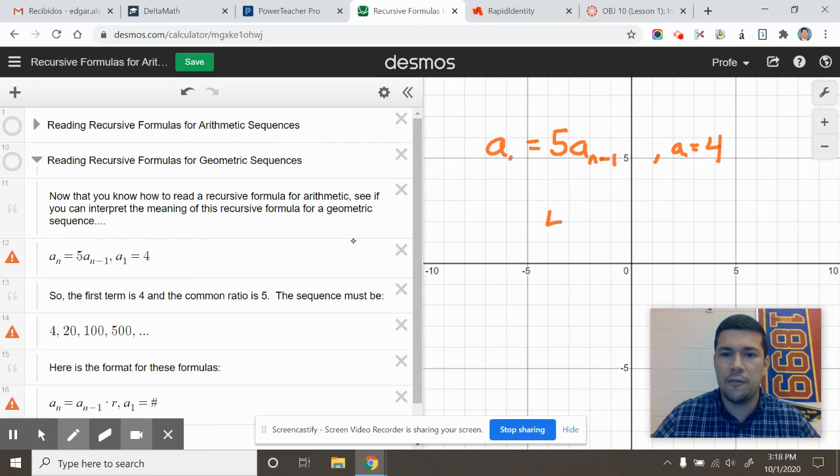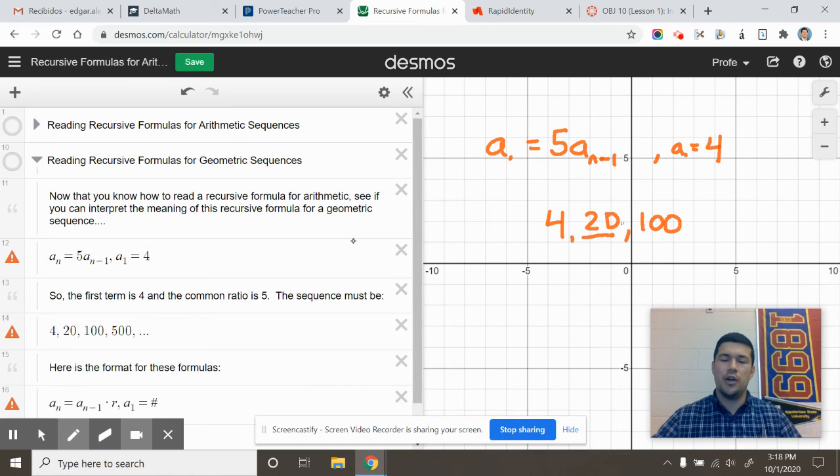So I'm going to start writing it. The first term is 4, and this says 5 times the previous. So 5 times the previous, that means this guy is 5 times 4. So this must be 20, right? Which means that next one should be 100, all right? Because it's 5 times greater.